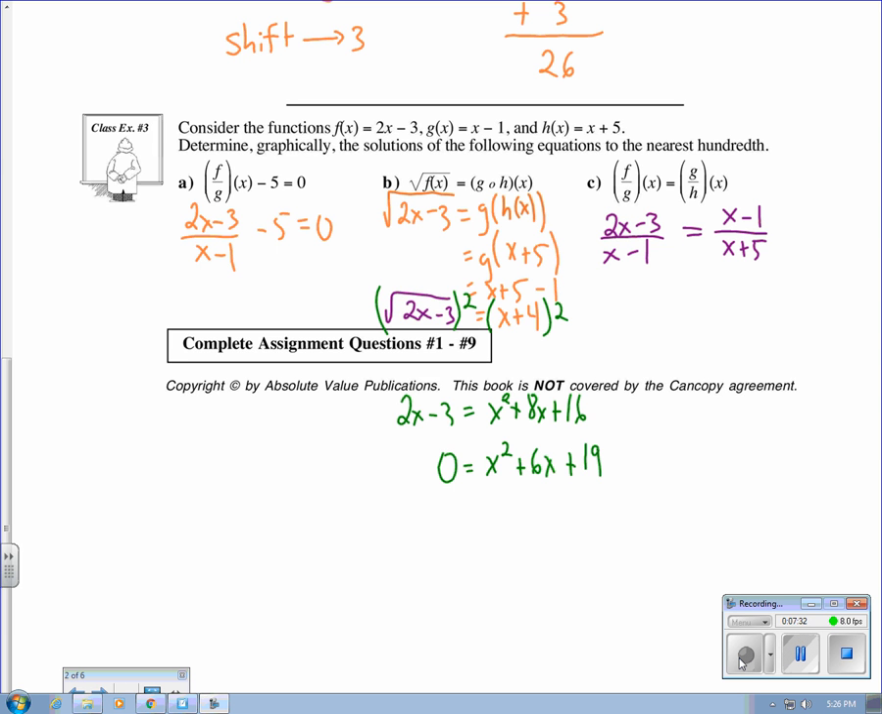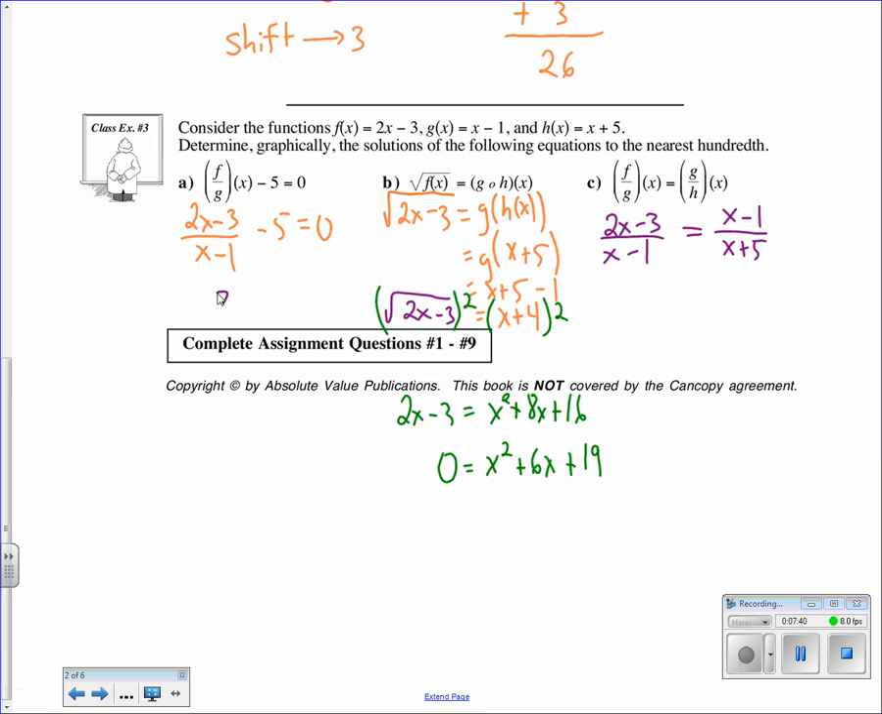So by plotting 2x minus 3 over x minus 1 minus 5, I can make my calculator find the answer by looking for the zeros, and I was able to find the solution to be x equals 0.67. The next one, I like how I've simplified it. Maybe you don't want to do it that way, but take a look at what that graph looks like.